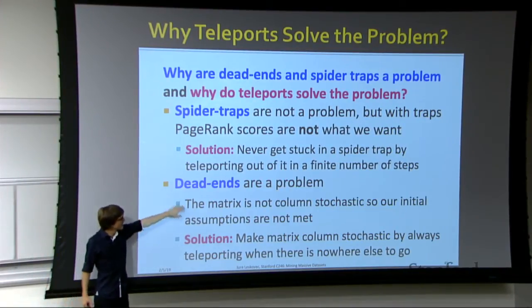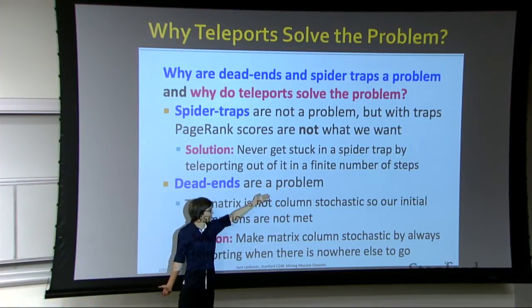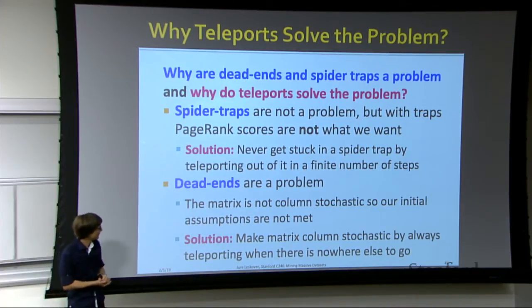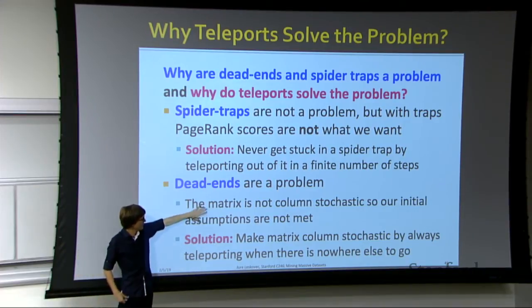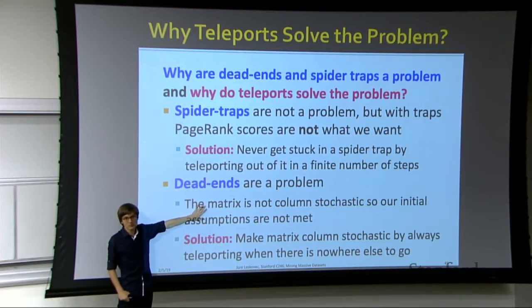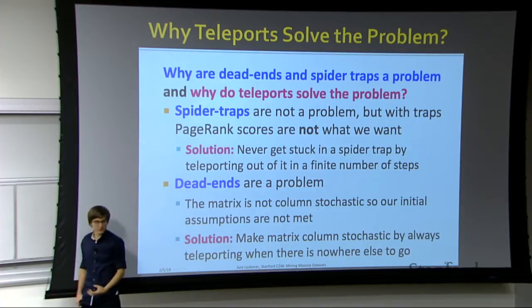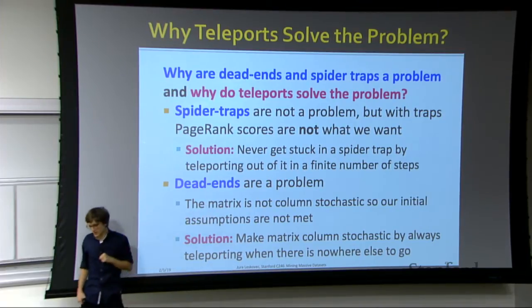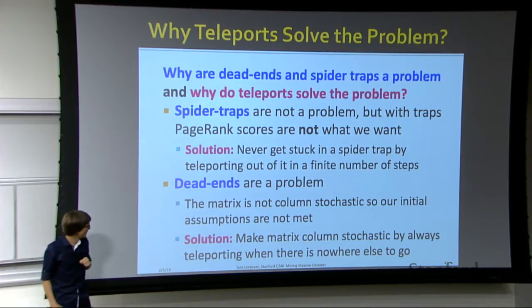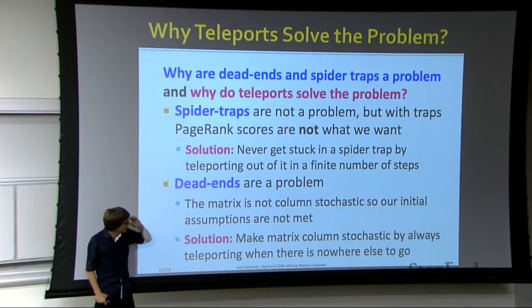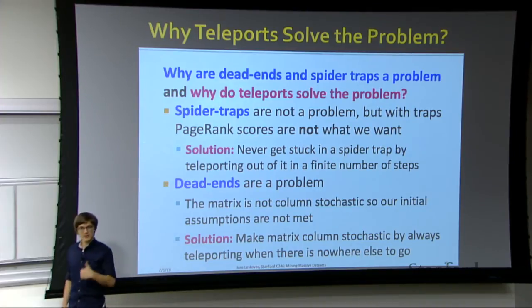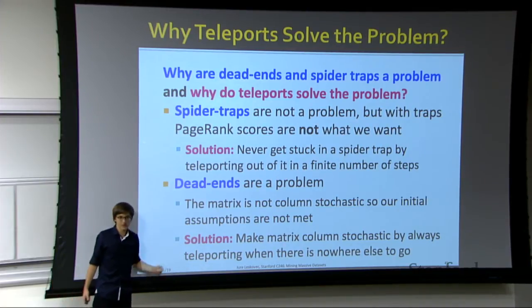Now dead ends, in some sense, are a problem, because otherwise our power iteration converges to 0, which is also not what we would want. The reason it converges to 0 is that the matrix is not column stochastic anymore. We have this column full of zeros, and a column full of zeros doesn't sum to 1, so the matrix is not column stochastic. So we have to make the matrix column stochastic, and the way we do this is that we always teleport out of the node with probability 1.